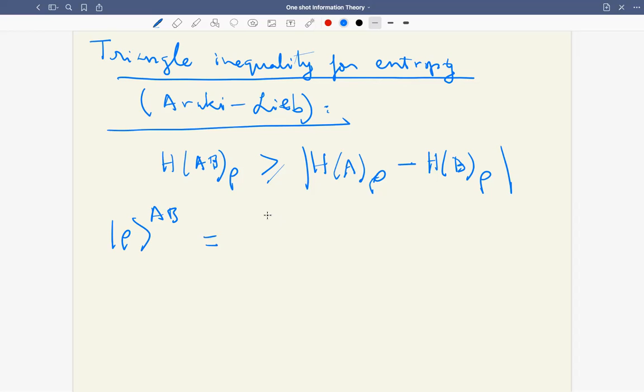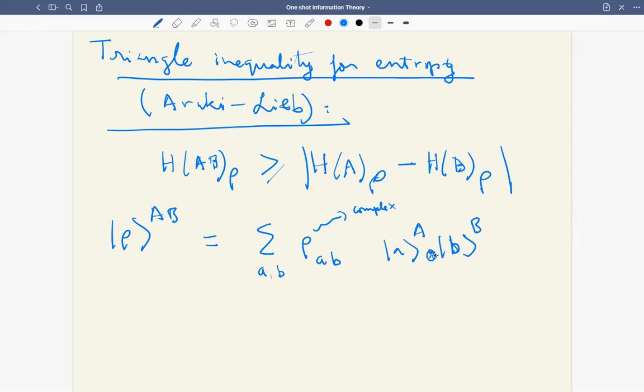So this is a vector, so I can write it. Fix some computational basis for A, and a computational basis for B. So I can write it as a sum over a, b, so let us say rho AB like this. And this is a complex number, of course, some complex coefficient, times ket a, ket b. So this is a vector in the Hilbert space A, and this is a vector in the Hilbert space B. There is, of course, this tensor product here.